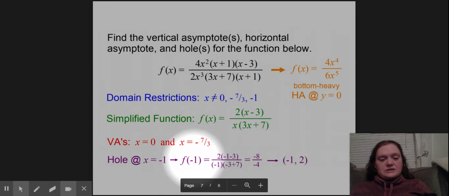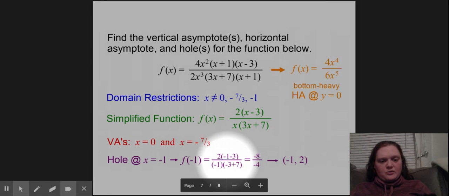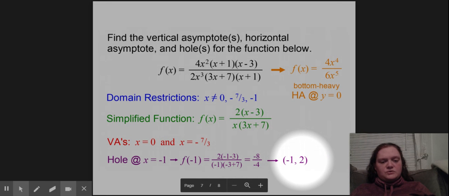So I need to figure out, well, what is f of negative 1? What's the y value there? I'm plugging negative 1 into the simplified version in green. That's what you're seeing down here in purple. So I'm doing 2 times negative 4 is negative 8. And the bottom I have negative 1 times positive 4 is negative 4. So that gives me a y value of 2. So the hole is at the coordinate point negative 1, 2.